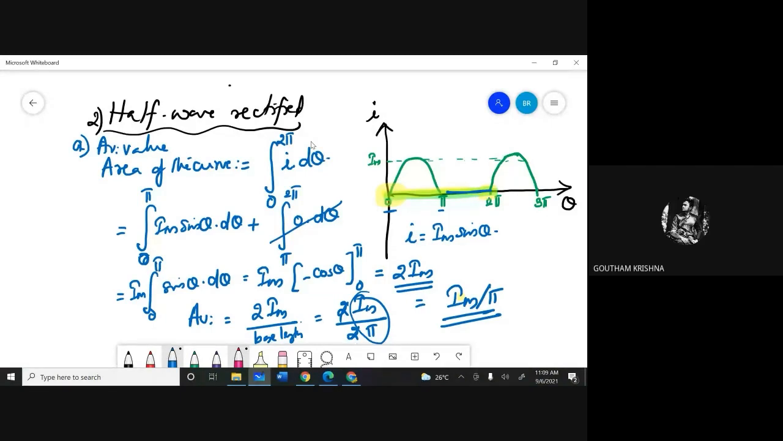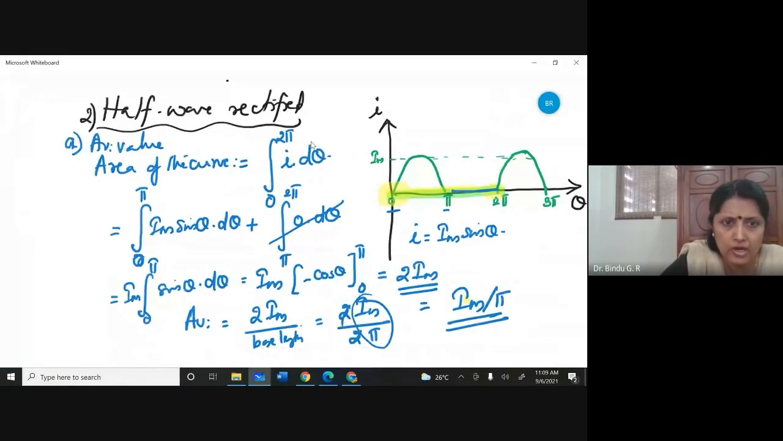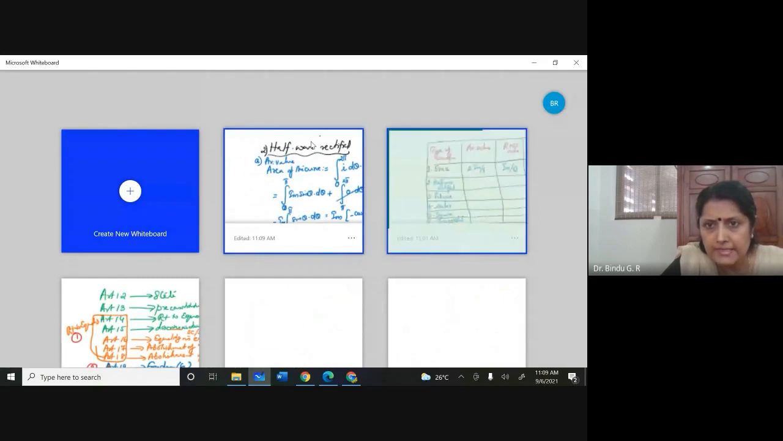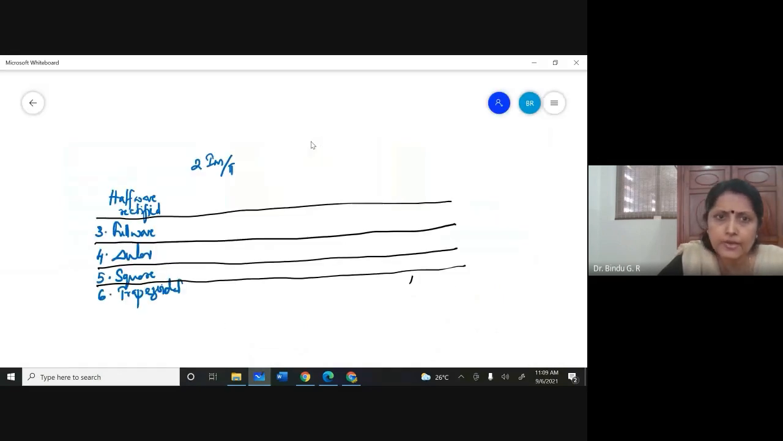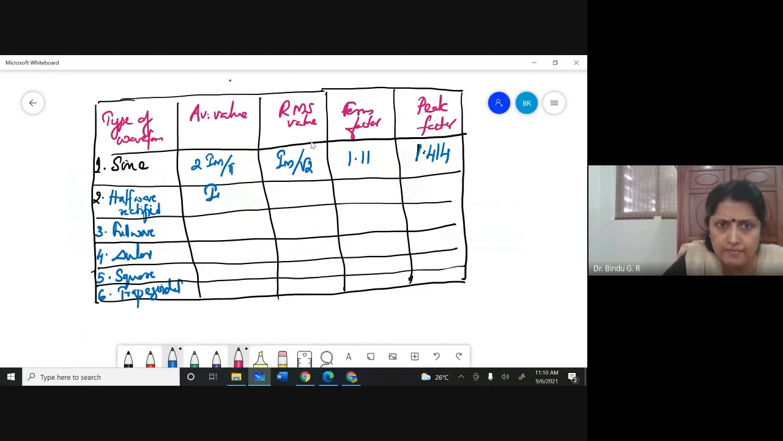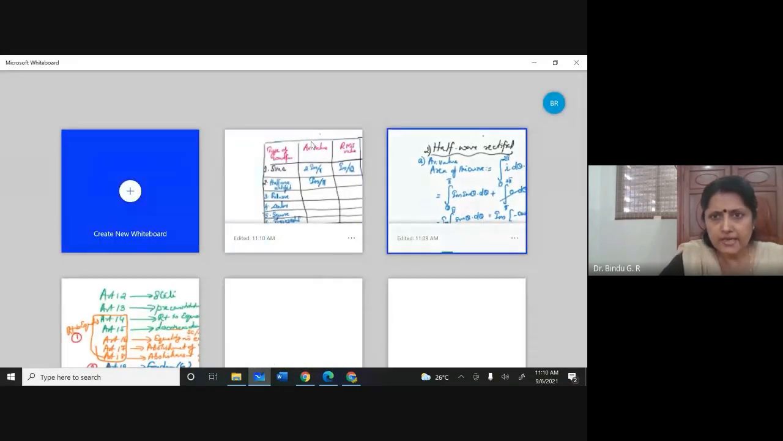Yes, ma'am. So I'm going to fill my column over there. I will write the average value as Im by pi; you can also fill up the column. Okay. Now I'm going to find out the RMS value of the half wave rectified wave.